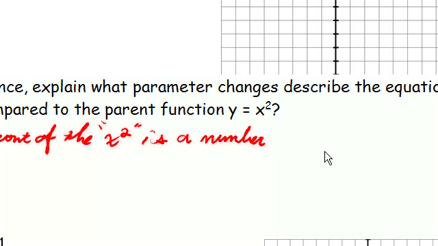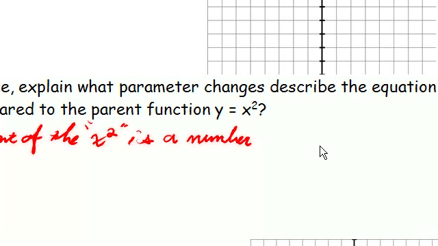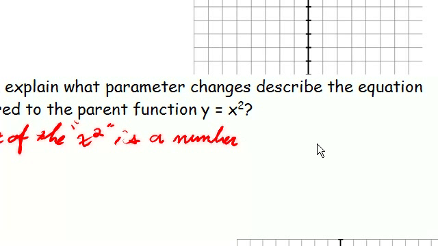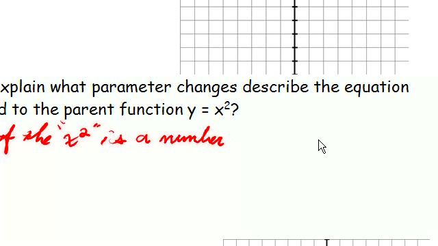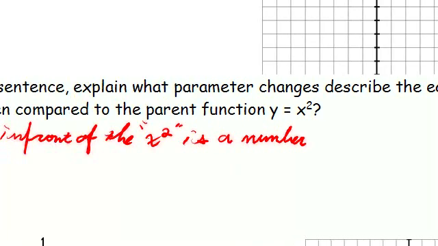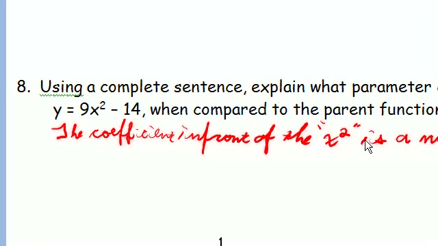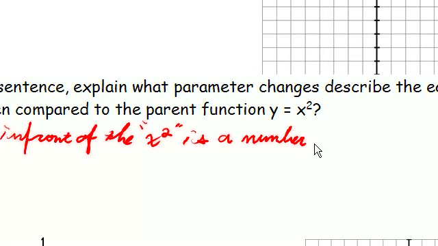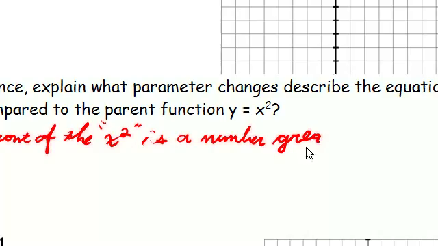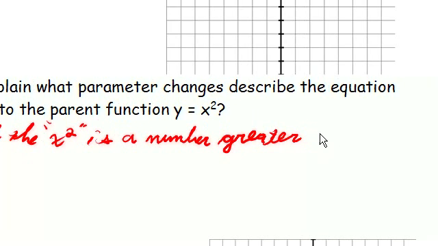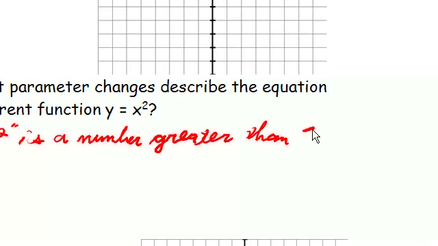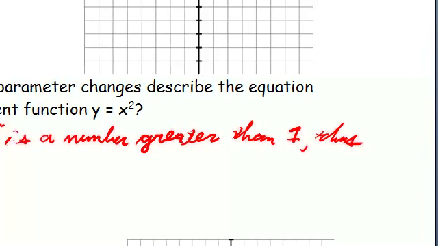But absolute value is a measurement of a distance, the distance between a number and 0. So essentially, the absolute value is always a positive number. Even if this were a negative 9, the distance that negative 9 is from 0 is still 9. So ignore everything that I just said. The coefficient in front of the x squared is a number greater than 1, a number whose absolute value is greater than 1. Thus, the parabola will be narrow.